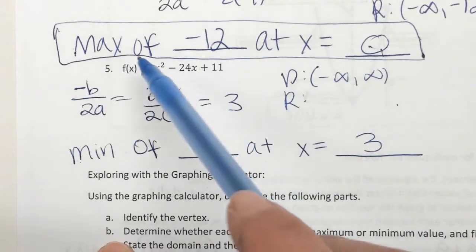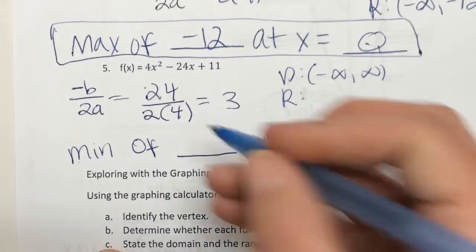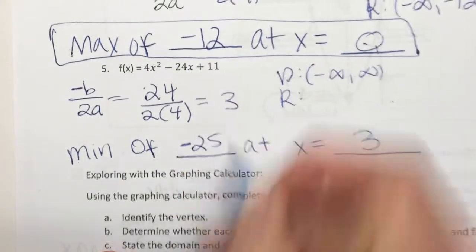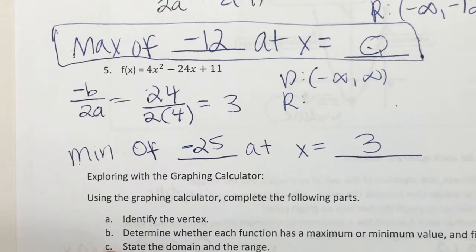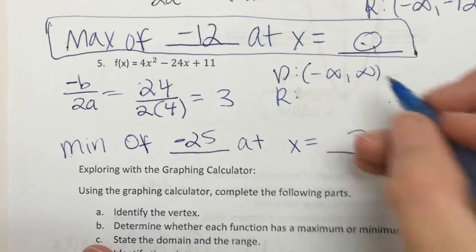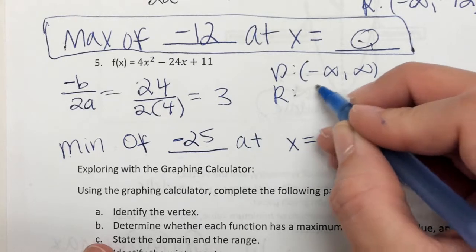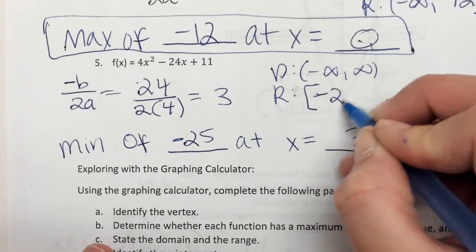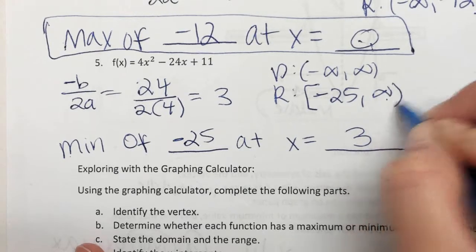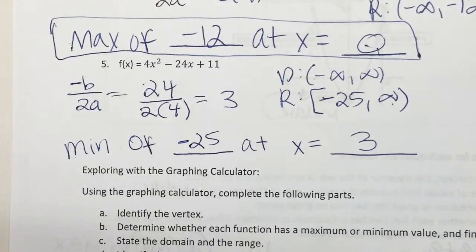This one, when you plug in 3 for x here, you should get what? Negative 25. Do I need to go over how to plug it in? Alright, then tell me, we already know the domain, tell me the range. Very good. Any questions on how to find min and max? Same thing as your vertex.